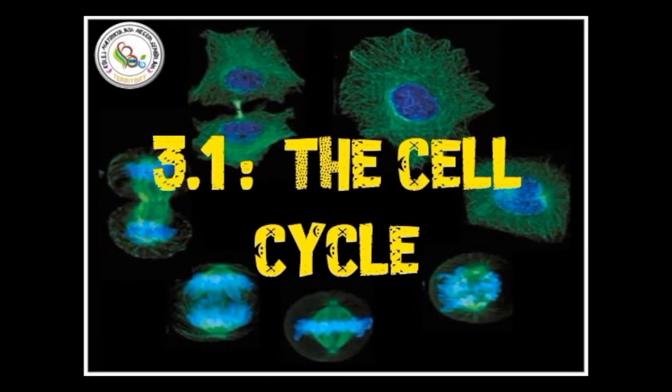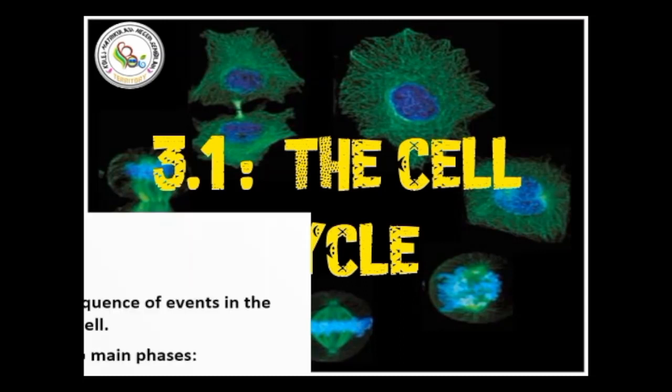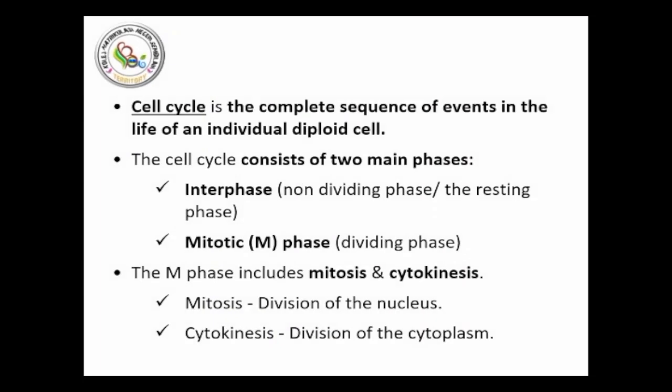Now we continue with 3.1, the cell cycle. Cell cycle is the complete sequence of events in the life of an individual diploid cell. The cell cycle consists of two main phases. The first phase is interphase, which refers to the non-dividing phase or the resting phase, while the mitotic phase refers to the dividing phase. The M phase includes mitosis and cytokinesis. Mitosis is the division of the nucleus, while cytokinesis is the division of the cytoplasm.